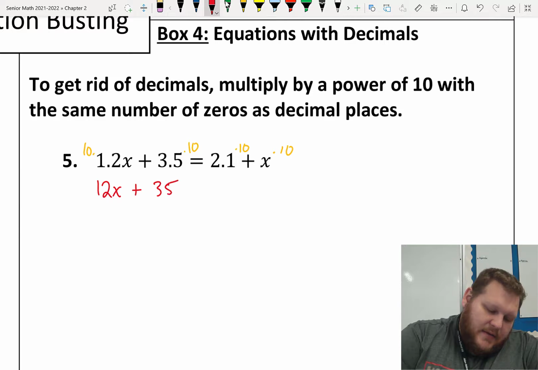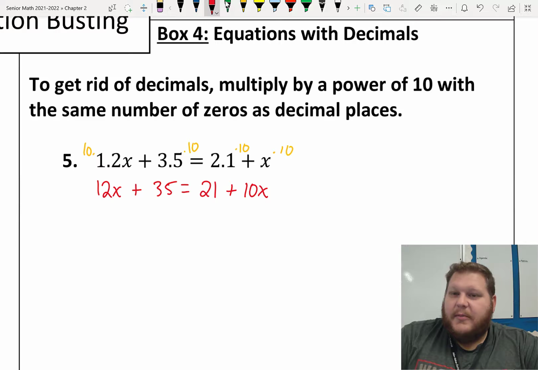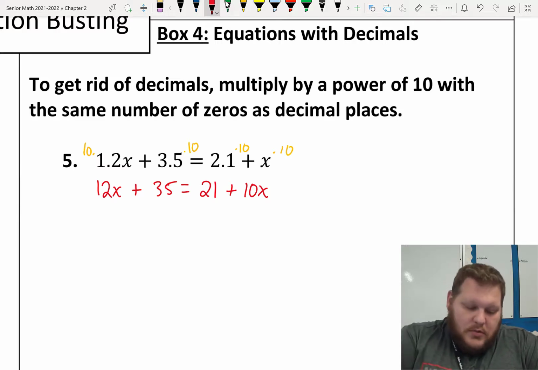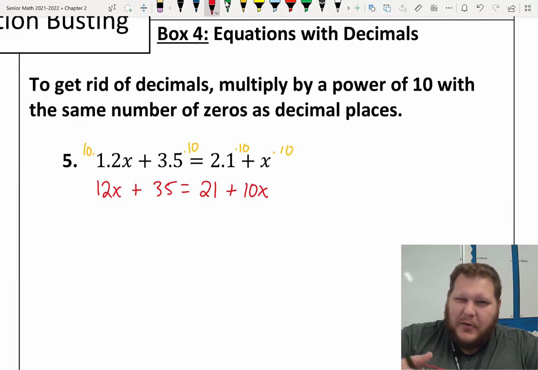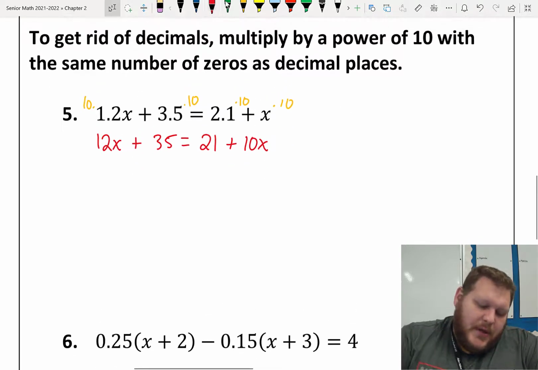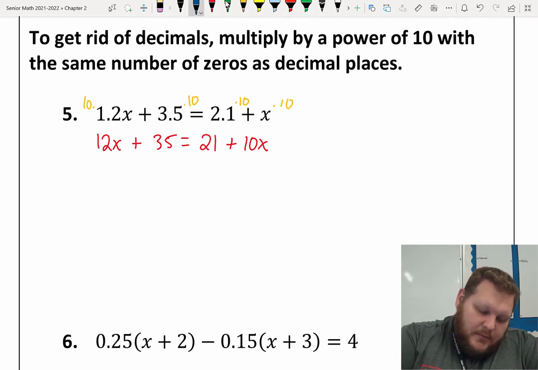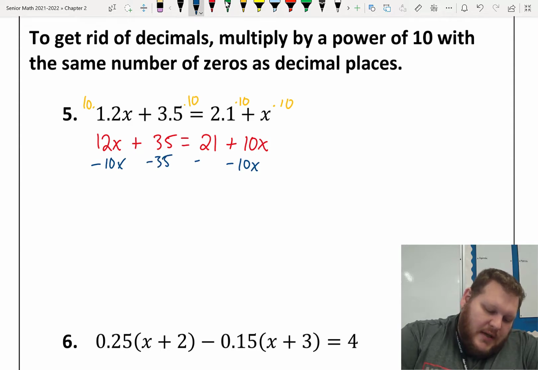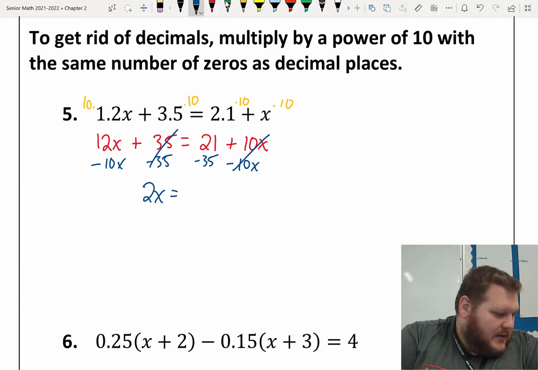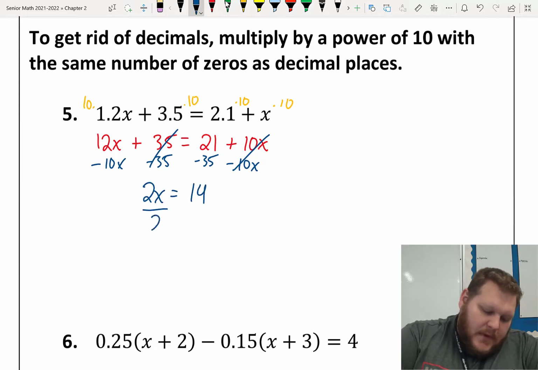12x plus 35 equals 21 plus 10x. So multiplying by 10 just moved my decimal place over one space. So 2.1 becomes 21, so on and so forth. You can see what I was doing there. So from here, it's just a regular equation solving process. I get my x's together on one side, get my numbers together on the other. I'll cancel out there and there. That gives me 2x equals 14. So when I divide by 2 on both sides, I get positive 7.